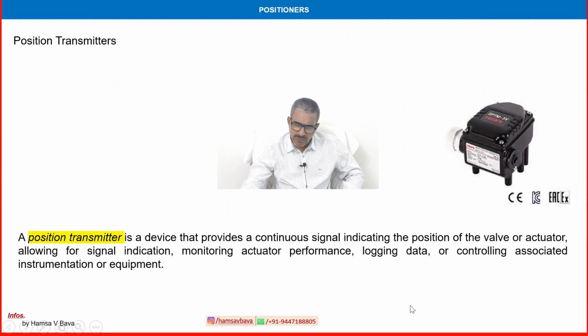Position transmitter, almost like a limit switch. A position transmitter is a device that provides a continuous signal indicating the position of the valve or actuator, allowing signal indication, monitoring actuator performance, logging data or controlling associated instrumentation or equipment.